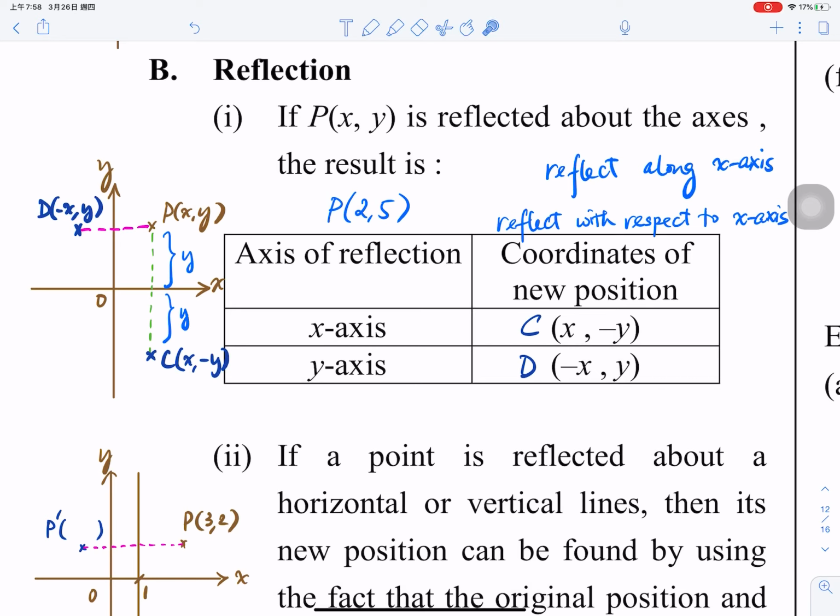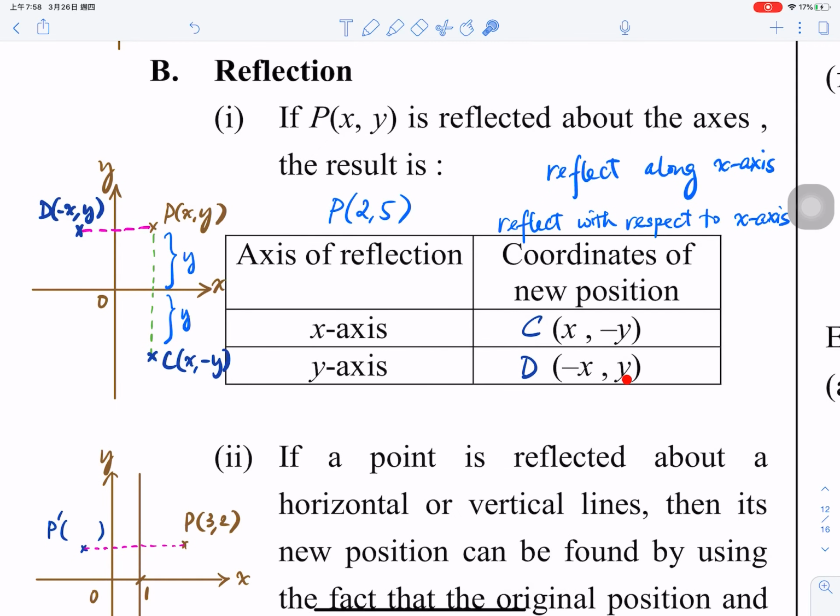Let's see. Here, reflect along x-axis, that means x no change. X no change. So remember, reflect along that axis, then that coordinate has no change. Only change here. Okay? Then reflect along y-axis. That means the y coordinate has no change here. Okay? So see, here, reflect along y-axis, then this distance is x. So you see that the x coordinate becomes negative x.